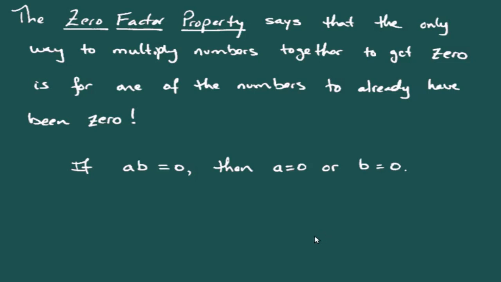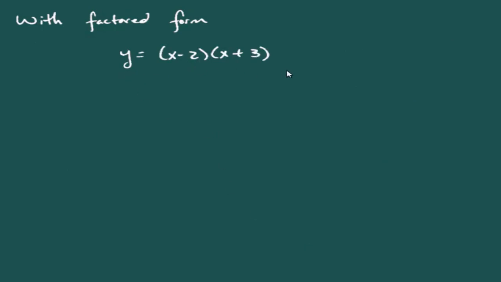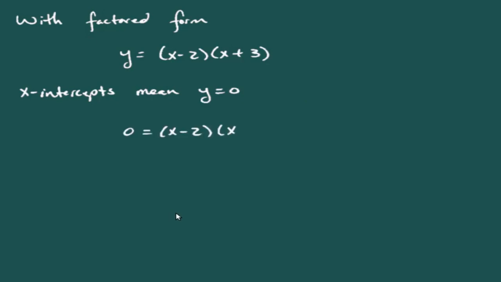How do we apply that to our parabola situation? Well, with factored form, suppose we had an example like y equals x minus 2 times x plus 3. If we look at the x-intercepts, that's the same thing as saying that y is 0. So if we plug 0 in for y, we get 0 equals x minus 2 times x plus 3. Here are two things: x minus 2 is representing one number, and x plus 3 is representing some other number. We're multiplying them together, and that's equal to 0. The only way that can happen is for one of these two numbers to have been 0.